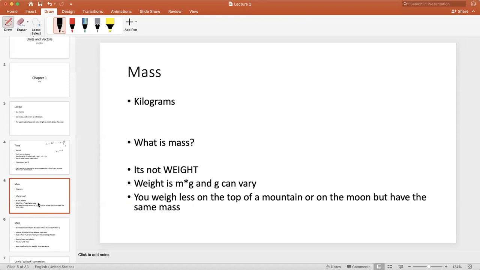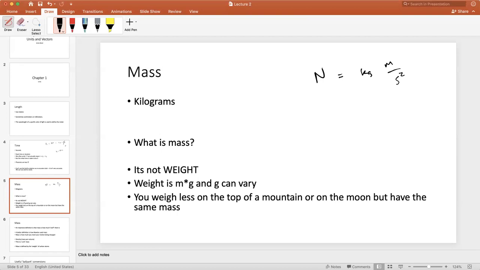However, the unit of a newton, which is a big N, is a kilogram meter per second squared. We measure mass in SI units in kilograms, which leads me to my next point. What is mass? And I want you to stop and think about that. Some of you may know the answer. Some of you may think you know the answer and you're actually wrong.